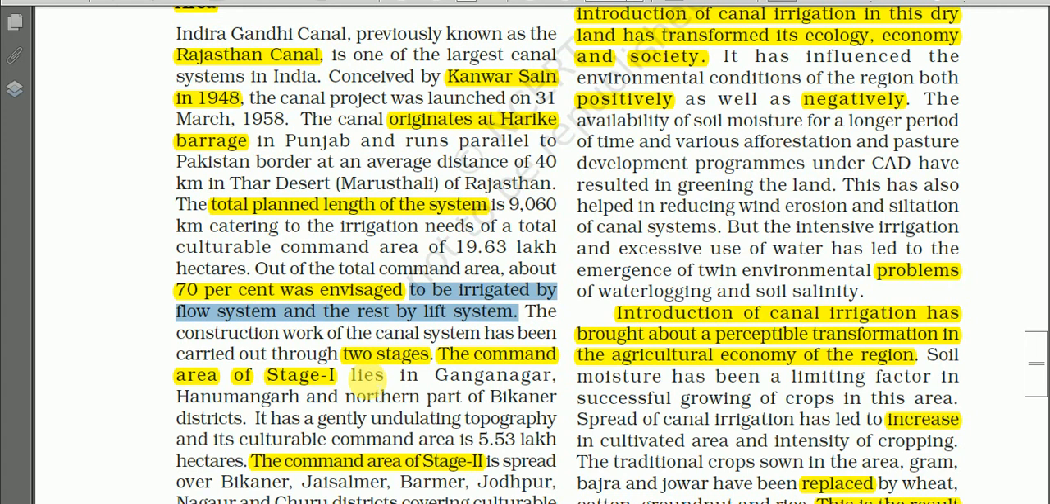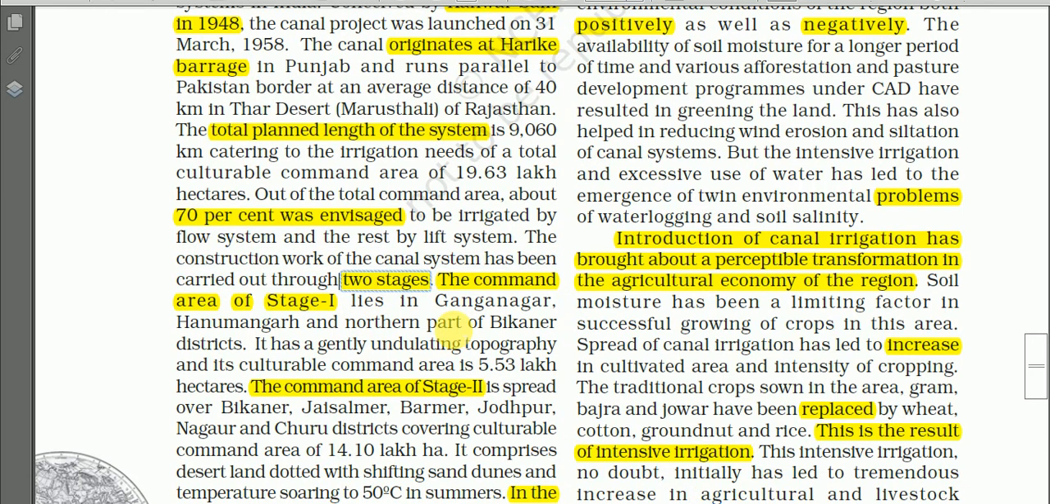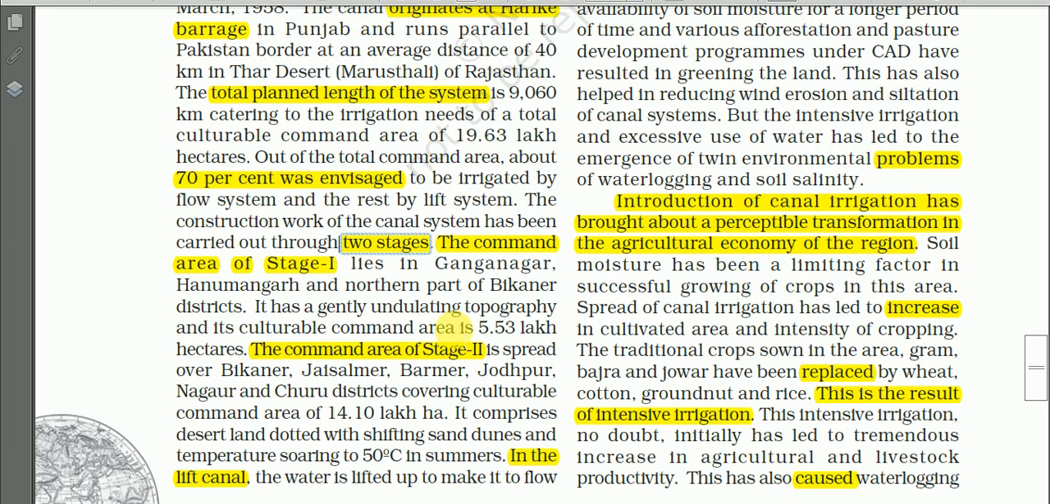Flow system here means the flowing of canal water by gravity. It refers to the natural flow of the canal water. Natural flow here means flowing of water by gravity, and the rest is the lift system. That means water is lifted using pump sets or these sources. And the construction work of the canal system has been carried out in two stages.